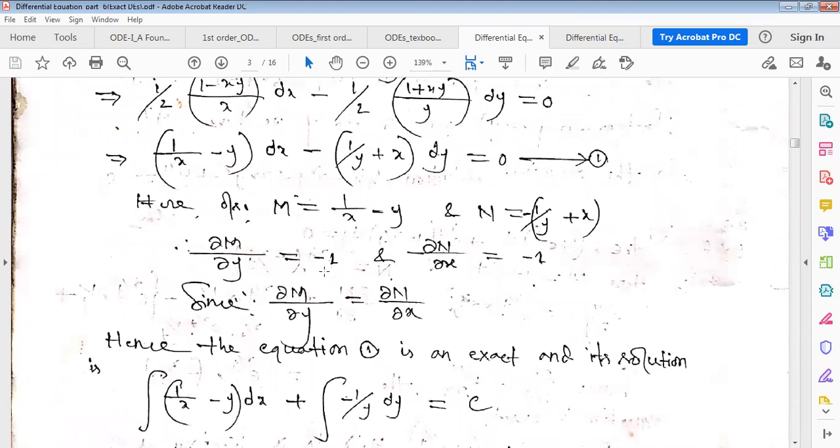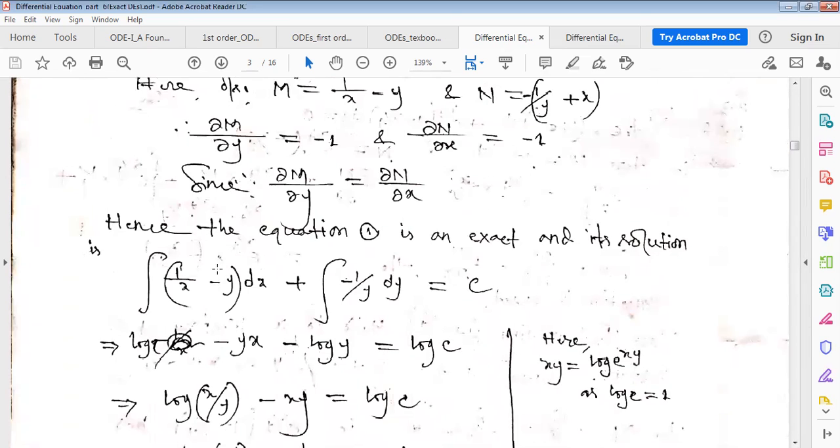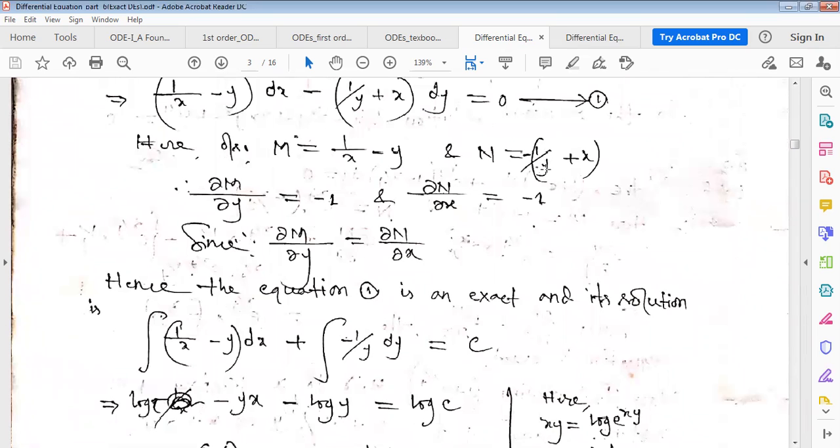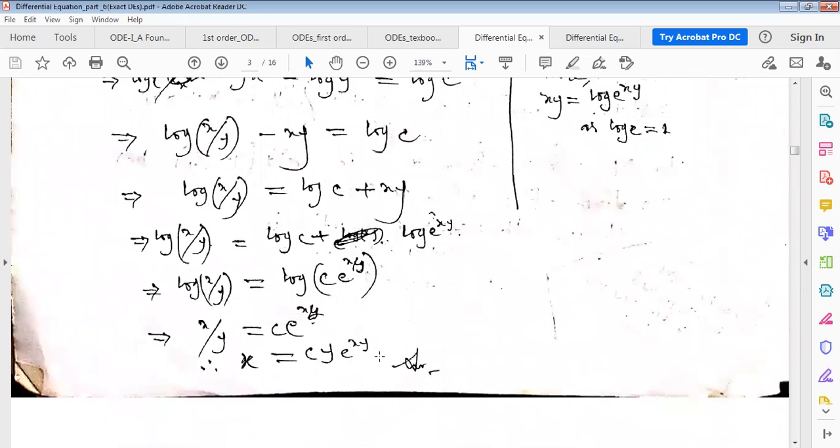Taking the partial differentiation of m with respect to y, del m by del y equals what? Minus 1. This will be constant. Then taking the partial differentiation of n with respect to x will be what? Only minus 1. So this is equal. Now this becomes an exact differential equation by using the third rule. The solution will be the integration of m with respect to x, plus the terms in n free from x, which will be 1 minus 1 by y. So just taking the integration, the sum of this integration equals c, we get this.